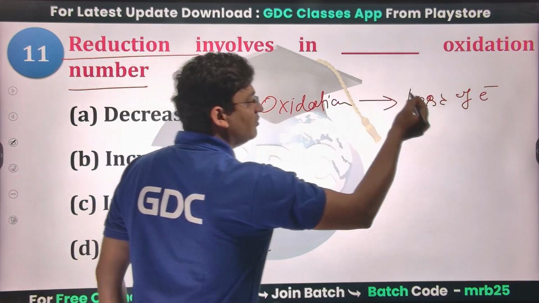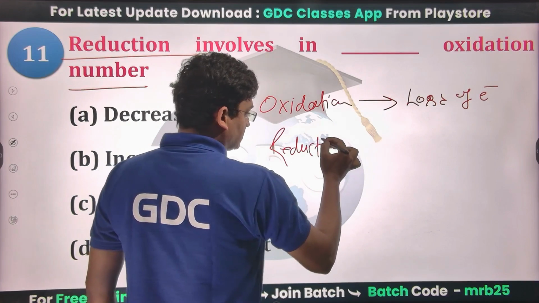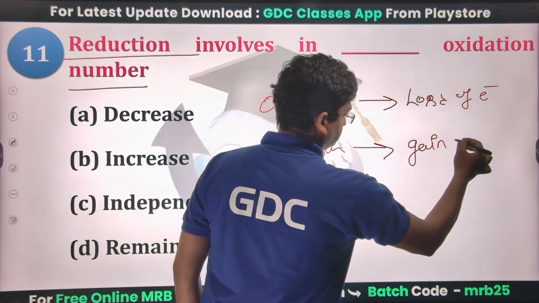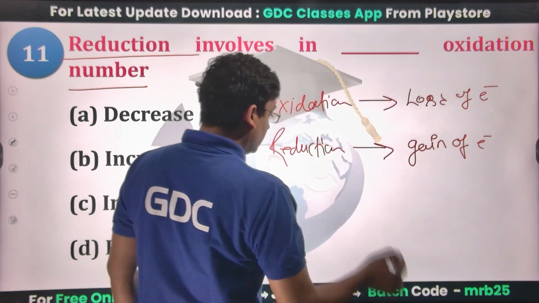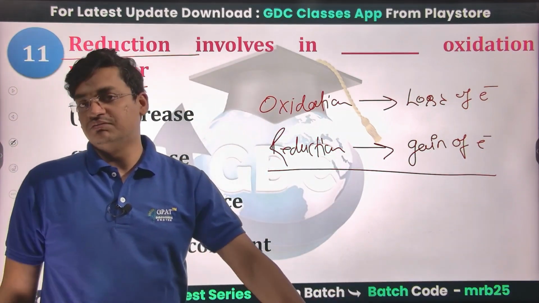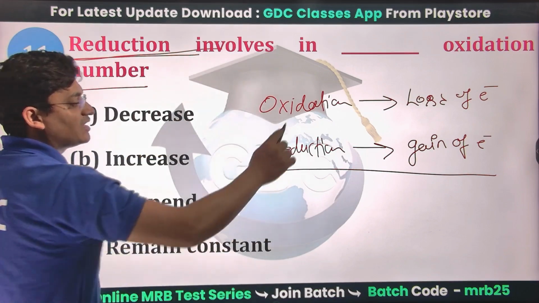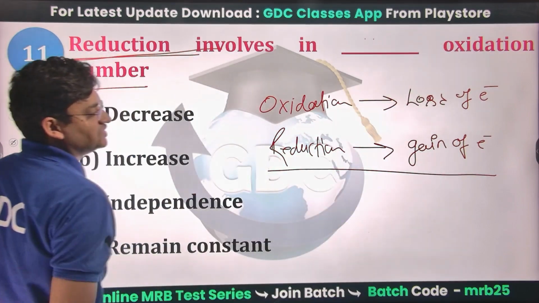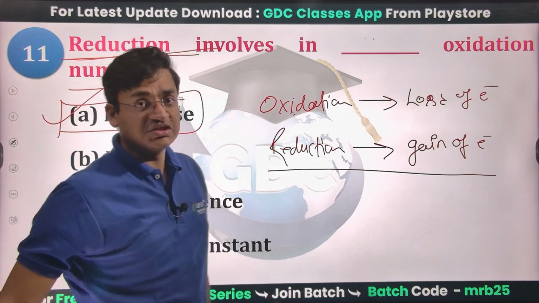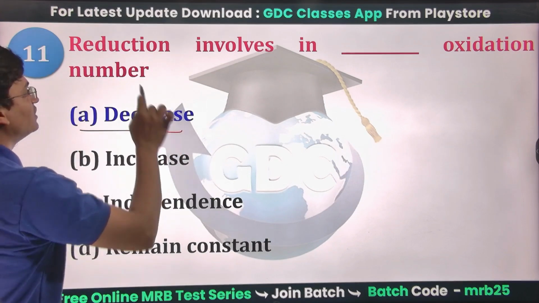So oxidation will be the loss of electrons, while reduction will be the gain of electrons. When we are gaining electrons, we are decreasing the oxidation state of that particular metal. So reduction involves a decrease in oxidation state, while oxidation is an increase in oxidation state. So A will be the right answer for this question.